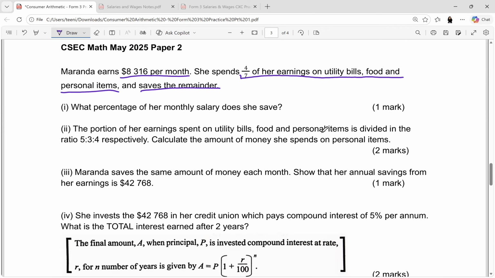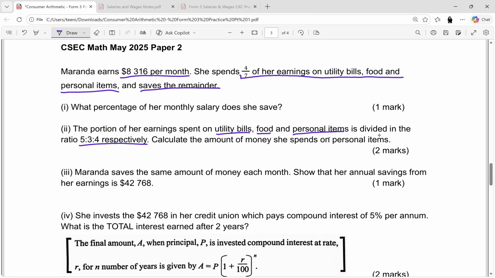All right, the next part of the question says the portion of her earnings spent on utility bills, food, and personal items is divided in the ratio 5:3:4, respectively. Calculate the amount of money she spends on personal items. Respectively means it is in that order. So 5 of the shares goes to utility bills, 3 of the shares goes to food, and 4 of the shares goes to personal items.